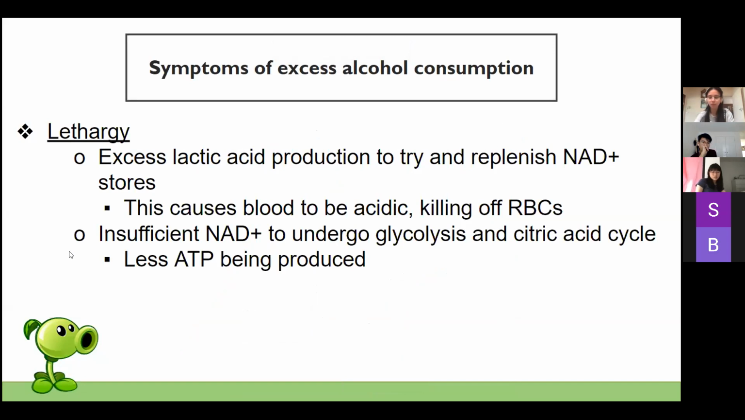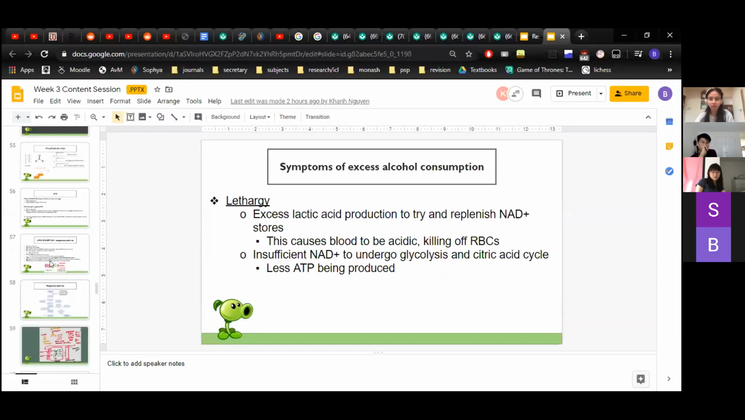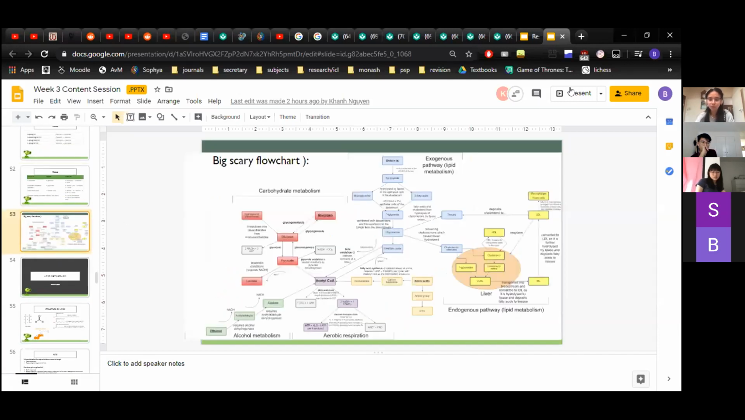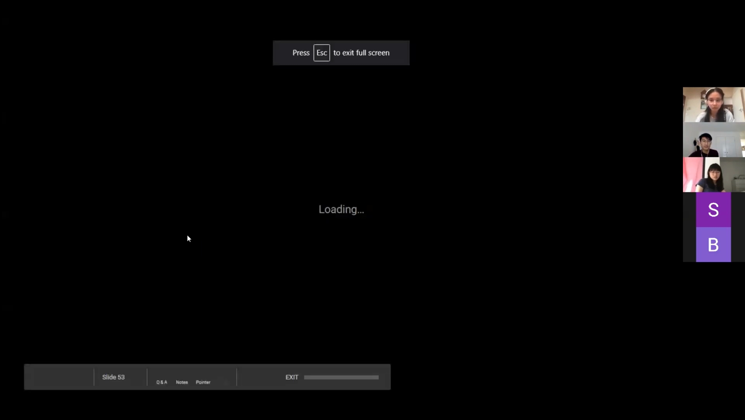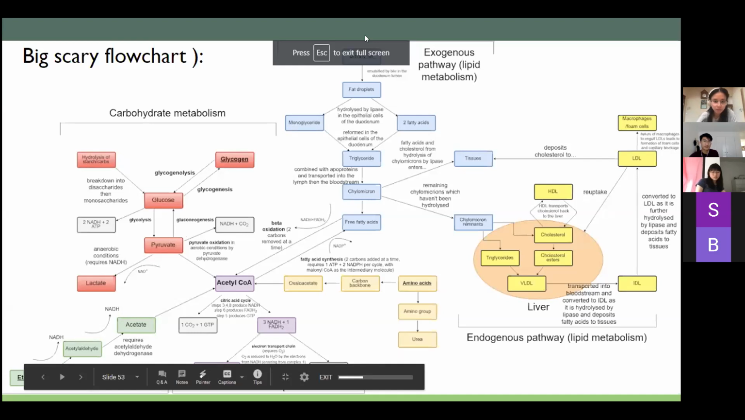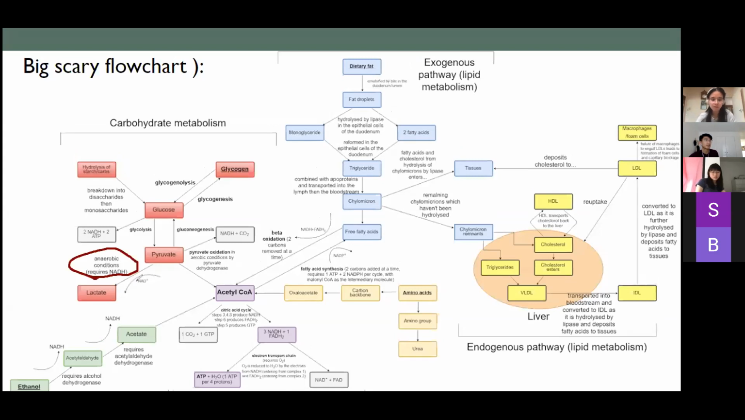And this is because if we look at anaerobic respiration, which is over somewhere. Yep. So what this does is it's going to replenish our NAD plus stores, right? So our body wants to undergo anaerobic respiration to increase the amount of NAD plus we have. But what that does is it builds up a lot of lactic acid in our bloodstream, and that's going to make our bloodstream really acidic.